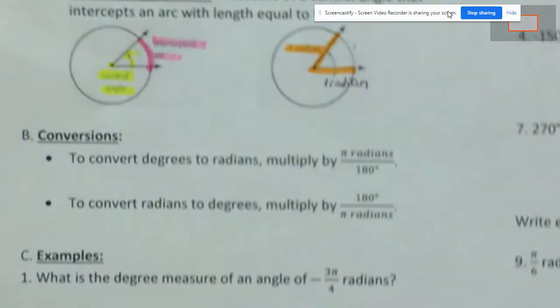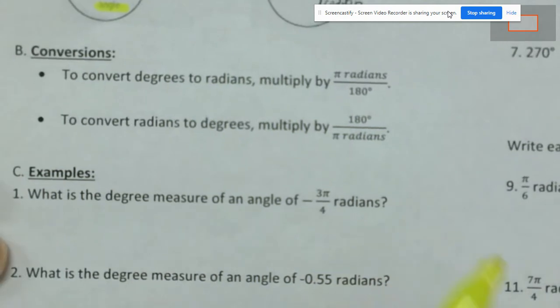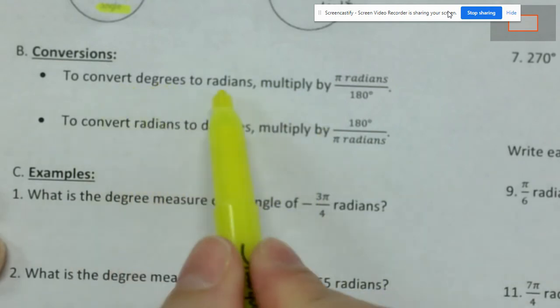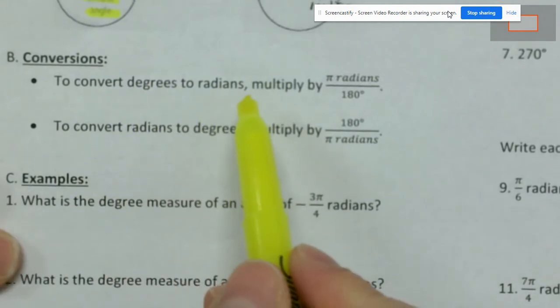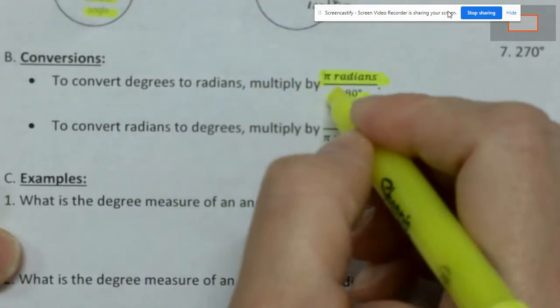Okay, so what we're going to do now is convert degrees to radians and radians to degrees. I'm going to define exactly how you're going to do that for each of these. First of all, when you are given a degree and you want to convert it to radians, you need to multiply by pi radians over 180.